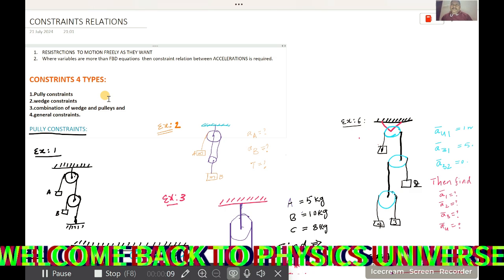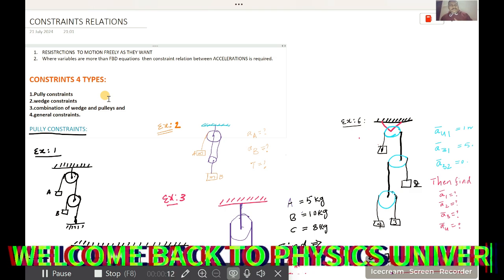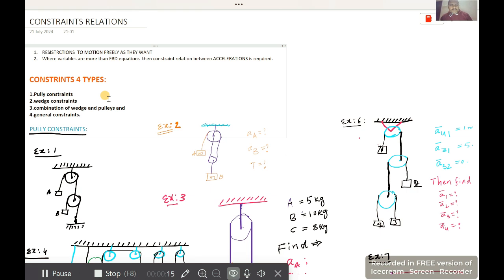Welcome back, guys. Today my topic is constraint relations in NLM. From last time, I will continue: next contact bodies, then after momentum, some forces I'll explain.